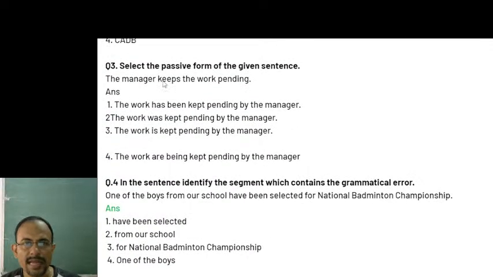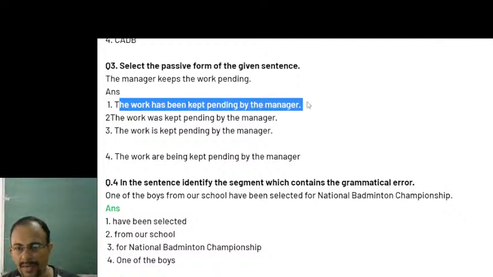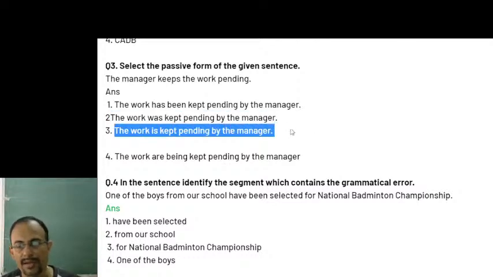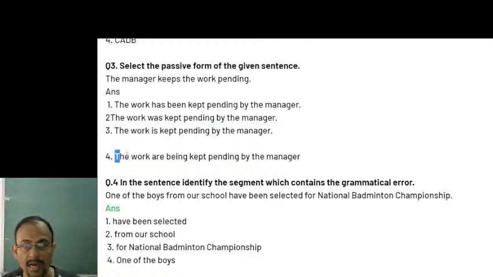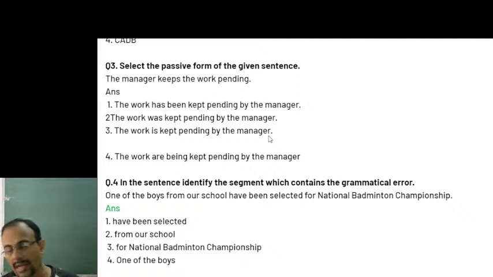Next, you see, select the passive form of the given sentence. Passive form, like the manager keeps the work pending. So the work has been kept pending by the manager. The work was kept pending by the manager. The work is kept pending by the manager. So which one? And then the work are being kept pending by the manager. So which one? Because you have done active voice, passive voice. So obviously it's easier for you, but please see the tense in the question.